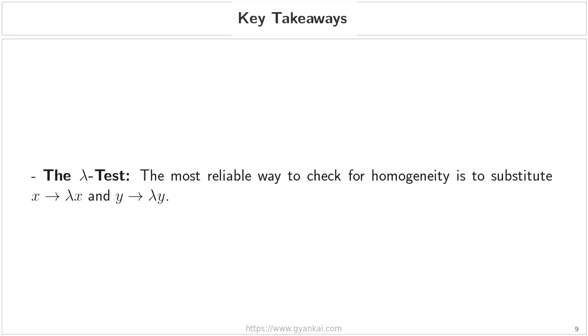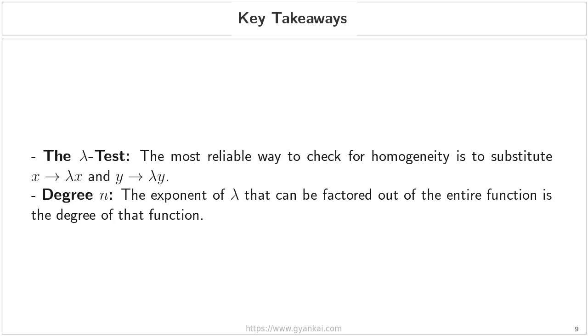Key takeaways. All right, we have reached the end of our lesson. Before you move on to practicing these problems, let's quickly recap the key takeaways from today's session to ensure you have a solid foundation. First, remember the lambda test. As we saw in our step-by-step examples, the most reliable and foolproof method to check for homogeneity is to perform a substitution. Simply replace x with lambda x and replace y with lambda y. If you can successfully manipulate the expression to look like the original function multiplied by a power of lambda, you have proven it is homogeneous.